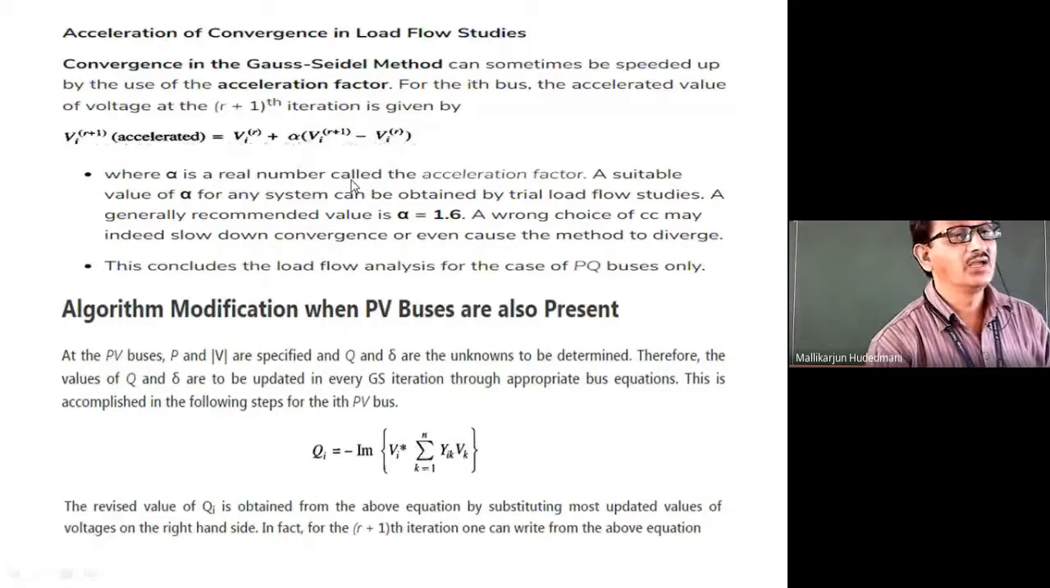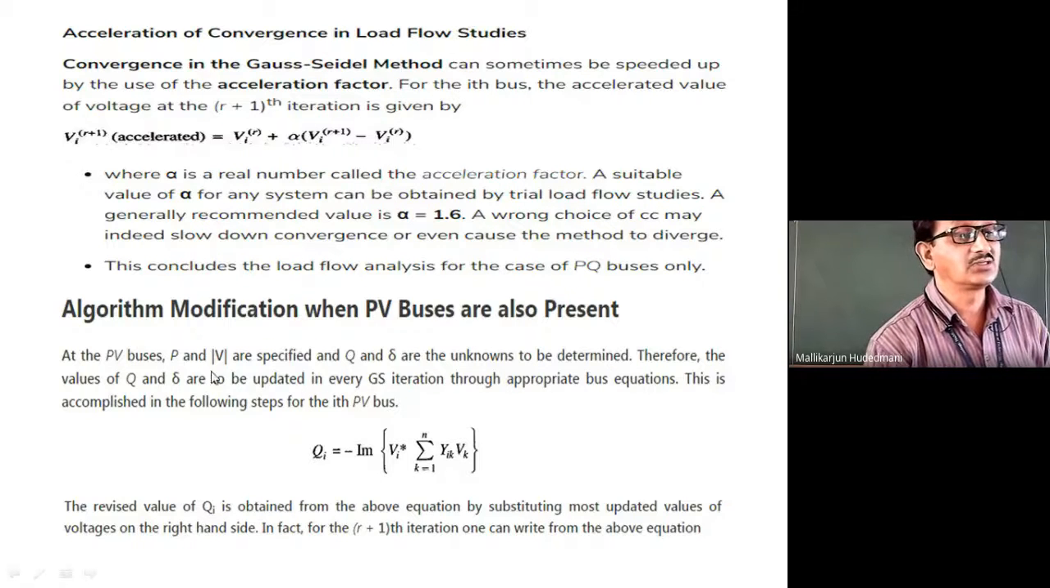If we don't use alpha, the Gauss-Seidel algorithm will still run for a load flow solution, but the time taken to converge will be more than with the acceleration of convergence factor. This is what we discussed in the morning.